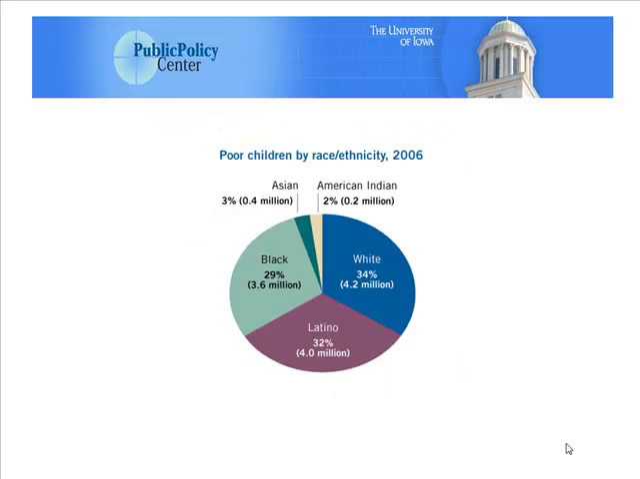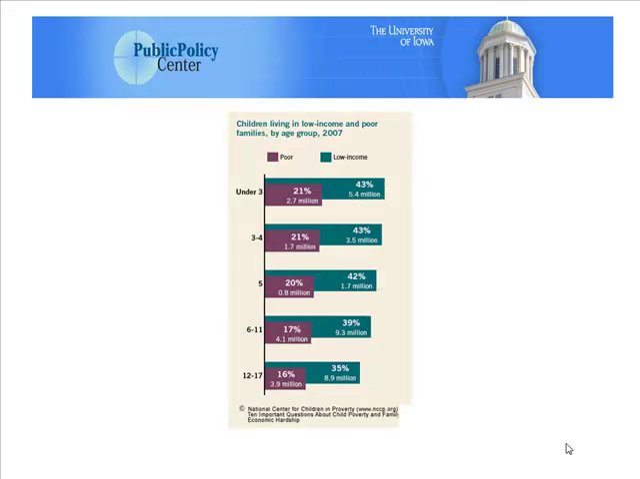This is 2006 data. If you look at the composition of poor children, so you look at the group of children that's poor, the composition changes quite drastically. And again, you're in a position where the plurality of children that are poor are white ethnicity.